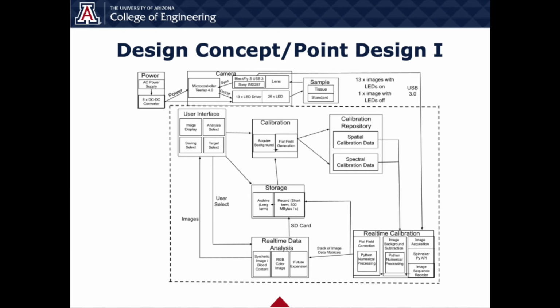About the design concept of a rapid multispectral imaging system. As you can see in our block diagram, the camera is set up on top with our 15 LED rings. This is outside the scope of our project. This feeds into the dotted lines, which will show all the functions that we've created throughout our time in our design project. First, you can see real-time calibration, which feeds into storage and other calibration. All these go into the spatial and spectral calibration.